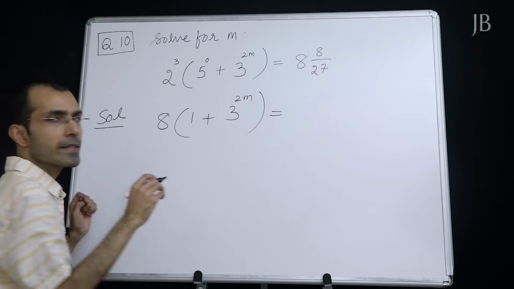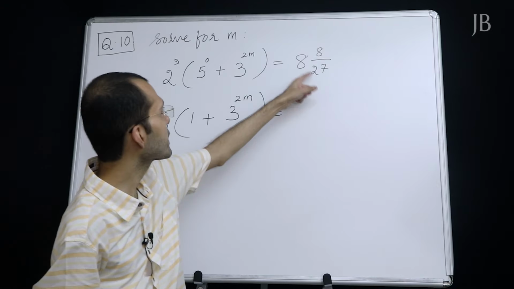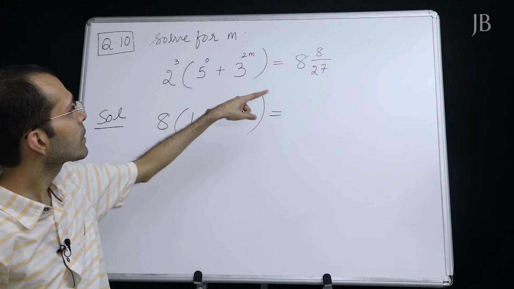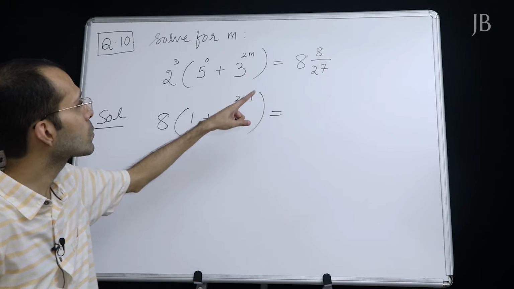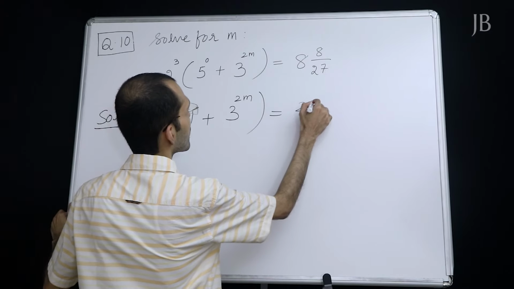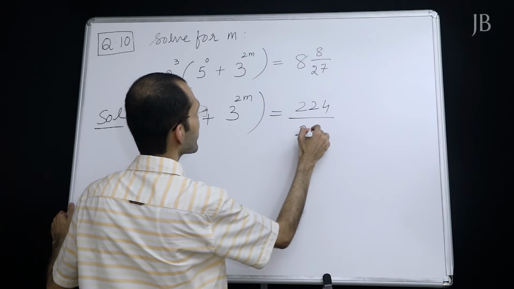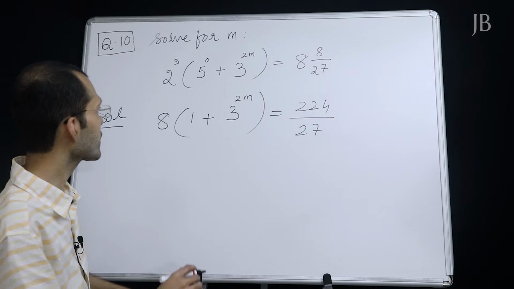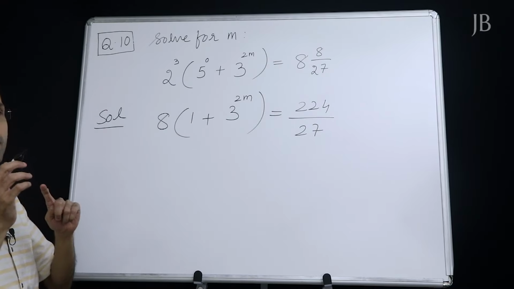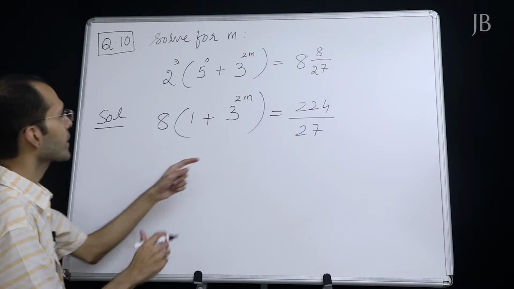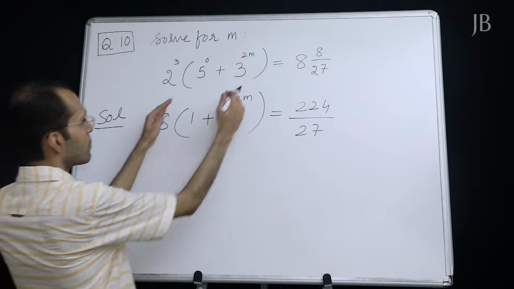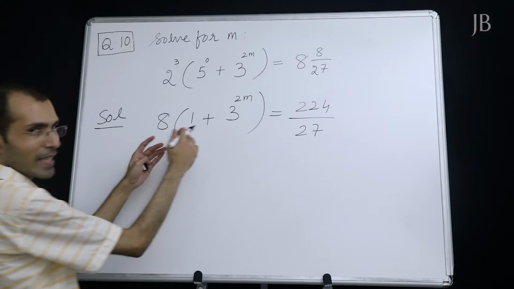8 upon 27, mixed fraction. So it will be 27 into 8 plus 8 upon 27. That will come to 224 upon 27, right? Converting mixed fraction into an improper fraction. Fine. Our target is what? To find m. So 3 raised to 2m is combined with 1. So we'll have to first get the value of this and then see.